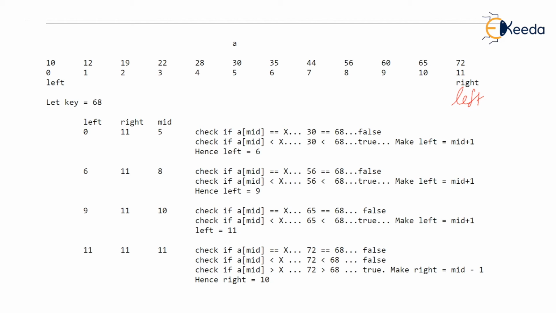For this left and right, we find out the midpoint. Midpoint is going to be 11 plus 11 upon 2. That is 22 upon 2, which is 11. So here is the mid. And just ask this mid location, is it storing 68? No. Then is the value at mid less than 68? No, it is larger than 68, isn't it? 72 is larger than 68. That means 68 must be to the left of the mid. So whenever a value is to the left of the mid, we are going to change the right counter. And the right counter was 11. Now the right counter will become 10.